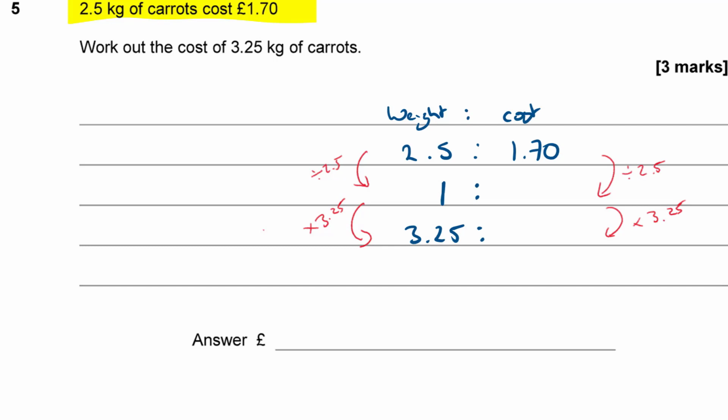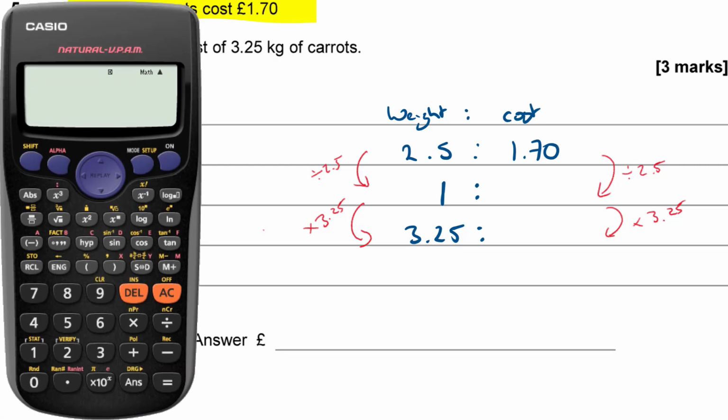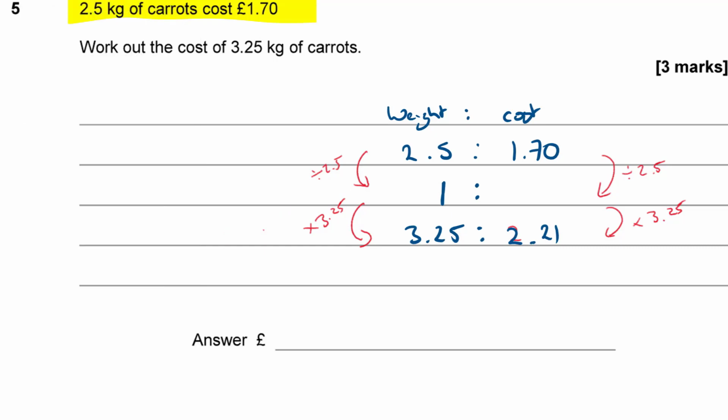So reaching for a calculator, I just type in 1.7, divide it by 2.5 to find the cost of 1 kilogram, and then times it by 3.25. Don't really need to write down the middle value if I don't want to. It's just the answer down here that I need to find. So 2.21 is the solution, isn't it? So that means that 3.25 kilograms of carrots costs £2.21.